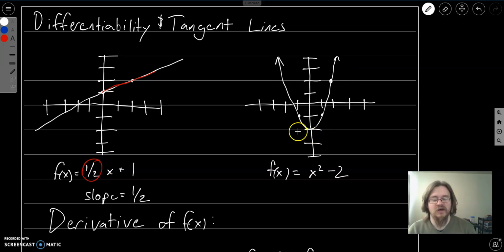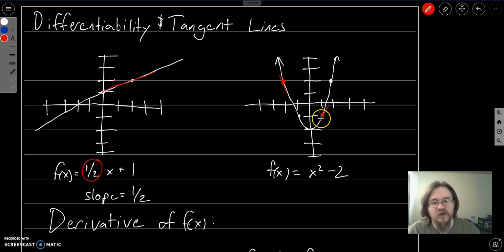Over here, when we're looking at a curved line, if we want to pick a point and look at the slope there, the slope will change at different points. So if we look at the slope here versus the slope over here, over here you can see that we've kind of come down. Over here, we're going up. So the slope is changing at different places.